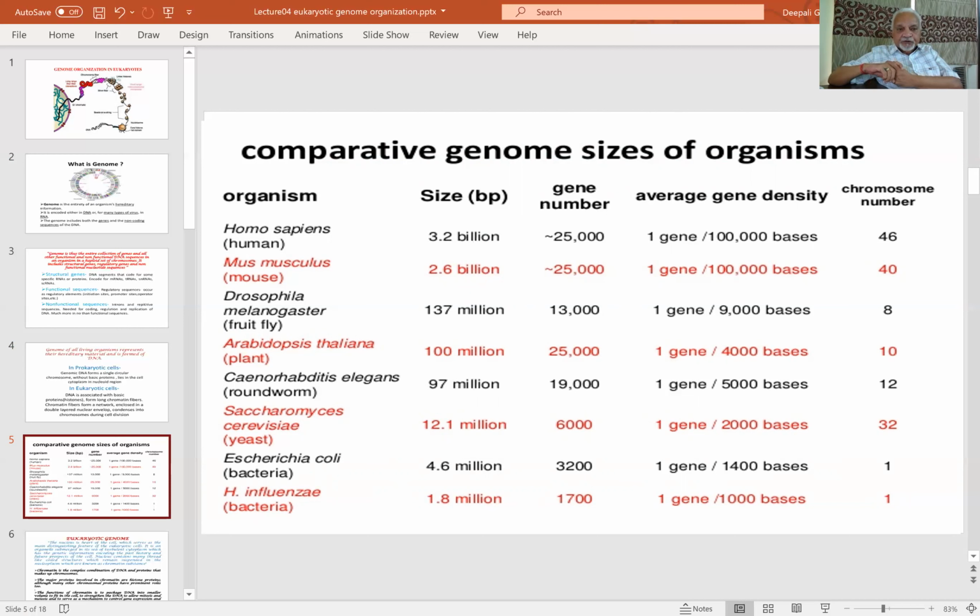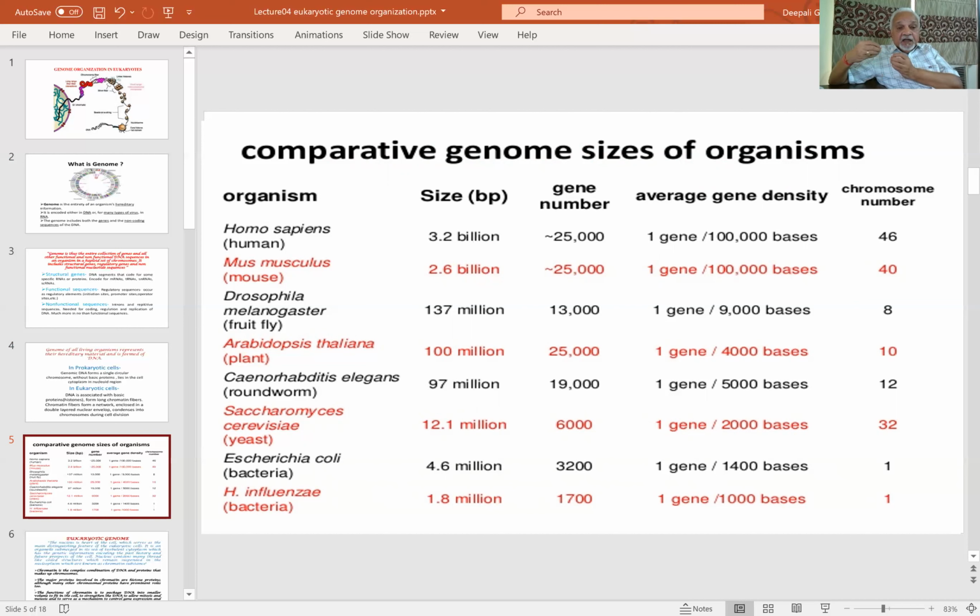That's the big question. This question was addressed, and first it was thought that it is the DNA content, that maybe the simple forms have less DNA as compared to the complex living forms. They may have lots more DNA, so that the complexity arises because of the total DNA content.